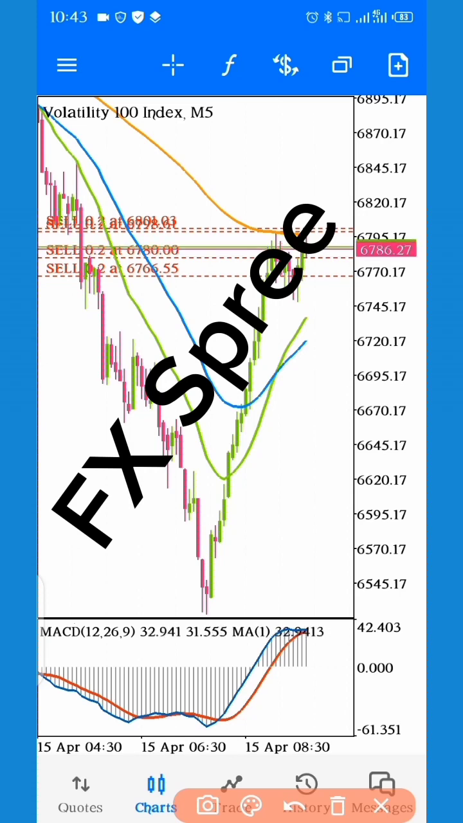As you can see now, I expect this market to come down to this level, or to come down to this level. Those are the two areas I expect this market to come down. That is it about that.